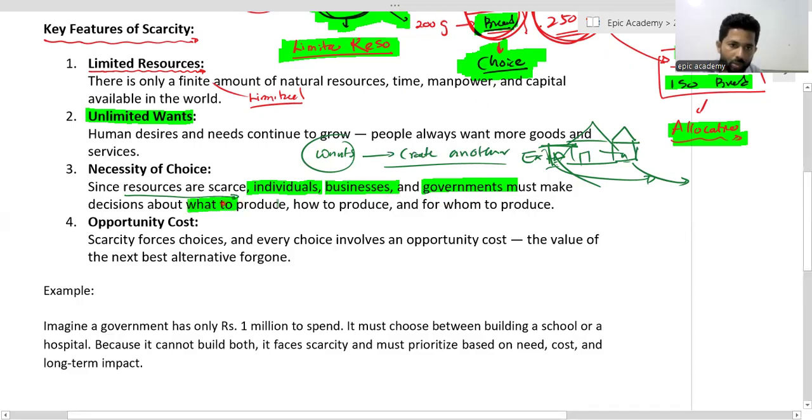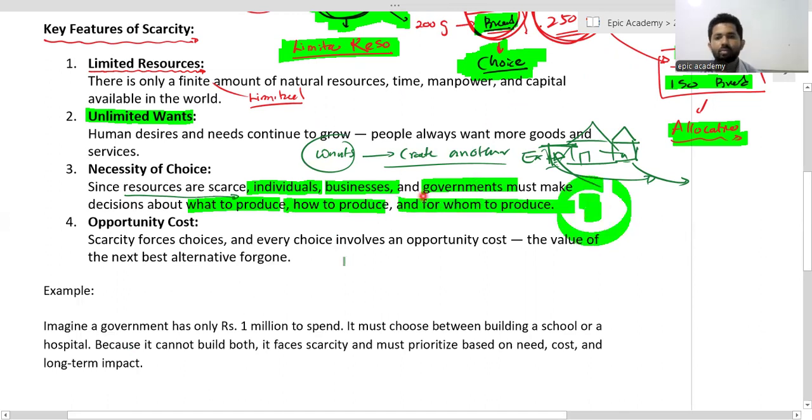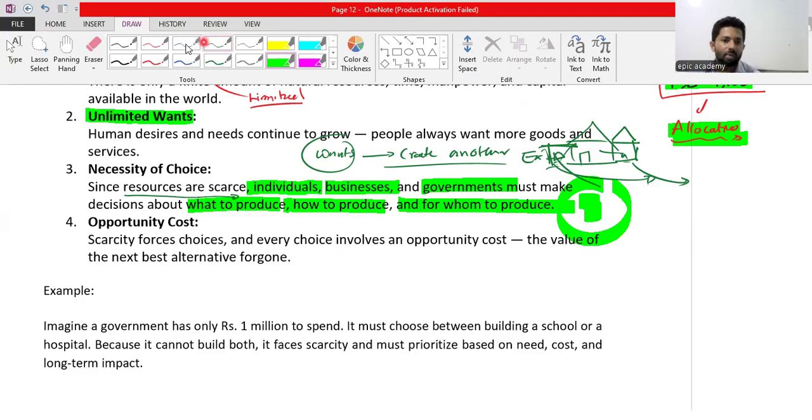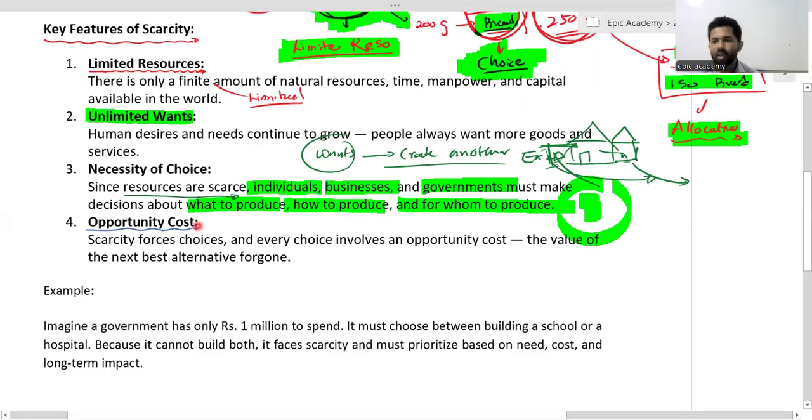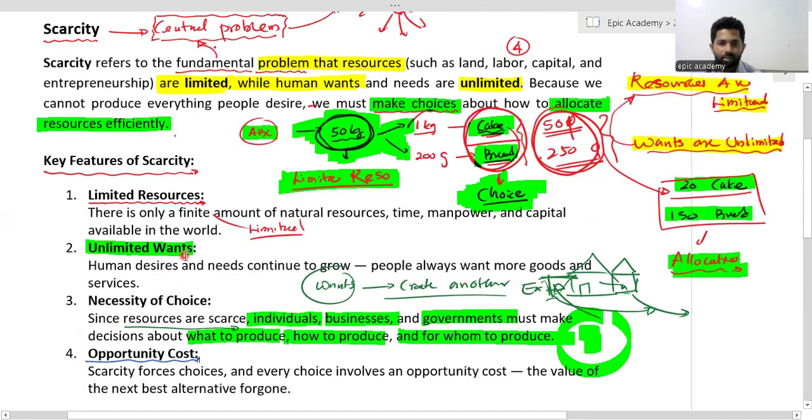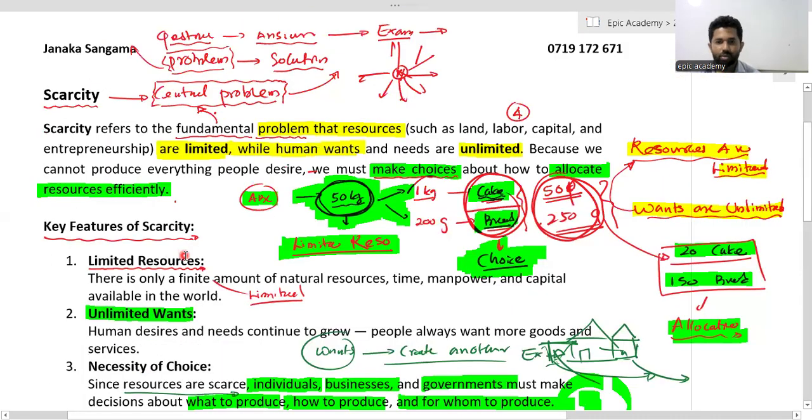So what to produce, how to produce, and for whom to produce are the three basic major components related to economic activities. We call them the basic economic problems, because of scarcity. If there is no scarcity, there is no need to worry about those things. Then, opportunity cost. We can go to this example to understand opportunity cost.